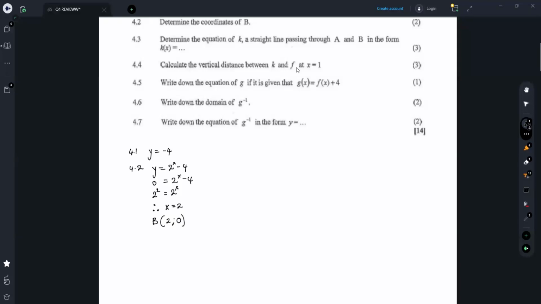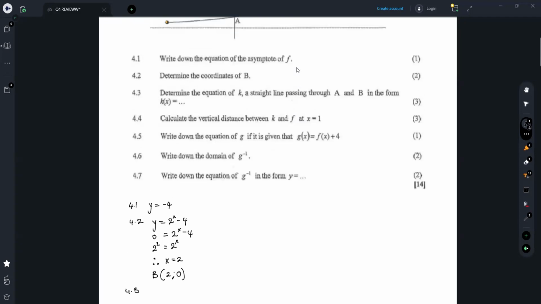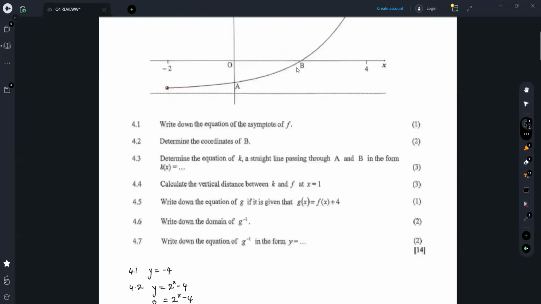Now let's go on to 4.3 like that. So now they're saying determine the equation of k, which is a straight line passing through point A and B, in the form of k of x equals that, right? So now let us look at this guy up here. Well, we see that A here is a y-intercept, right? And we're going to have a straight line.